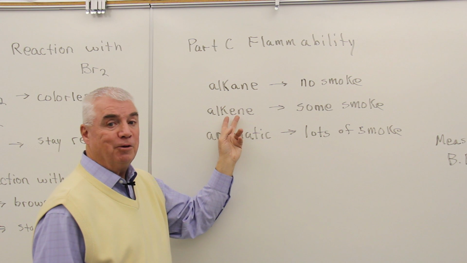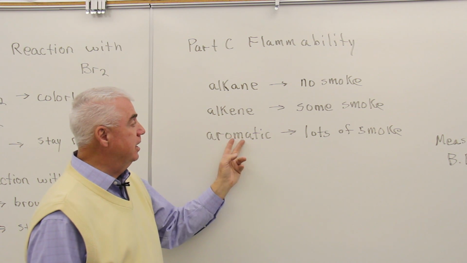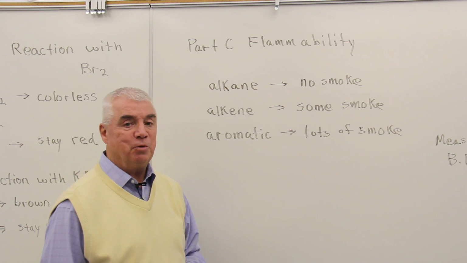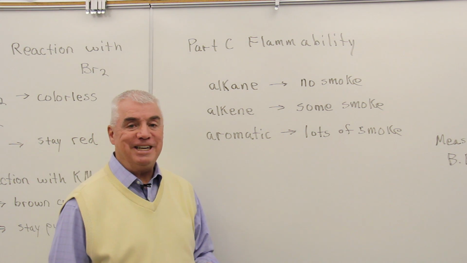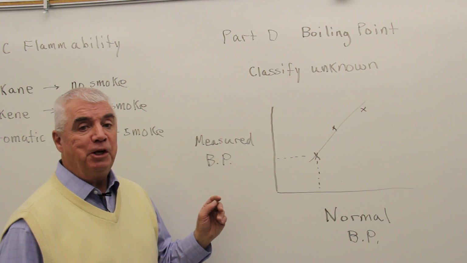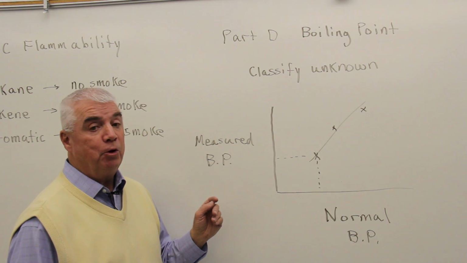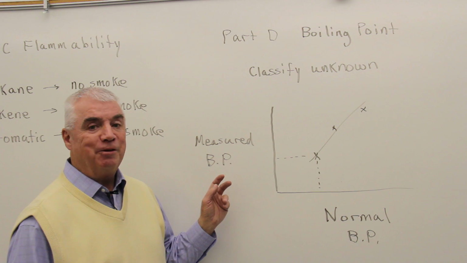We had 2 chemical tests for alkenes. Now you'll be able to differentiate between alkanes and aromatics. Let's look at part D. In part D, you'll be using boiling points to help you identify your unknown hydrocarbon.